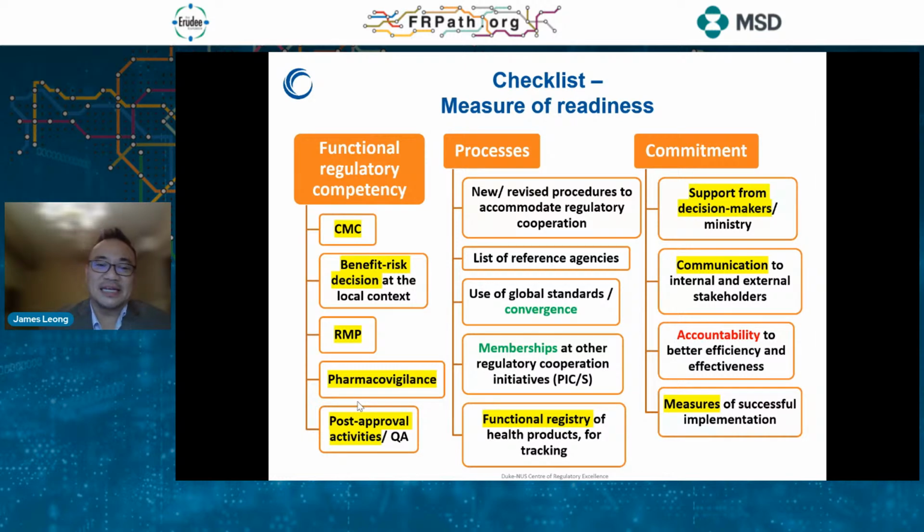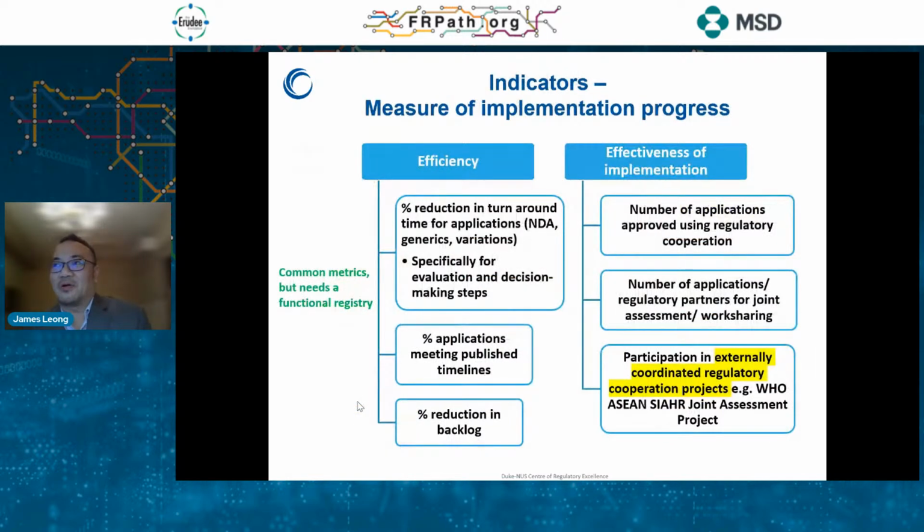And accountability is something that perhaps is a very sensitive topic and also a topic that requires more openness and transparency. This also boils down to what metrics and what data we're collecting as a regulatory agency in terms of the approval timelines. And lastly, measures. Are we able to come up with measures that show that we have made good of the regulatory cooperation approaches that we implemented? So in this slide, I'll call it a proper measure of implementation.